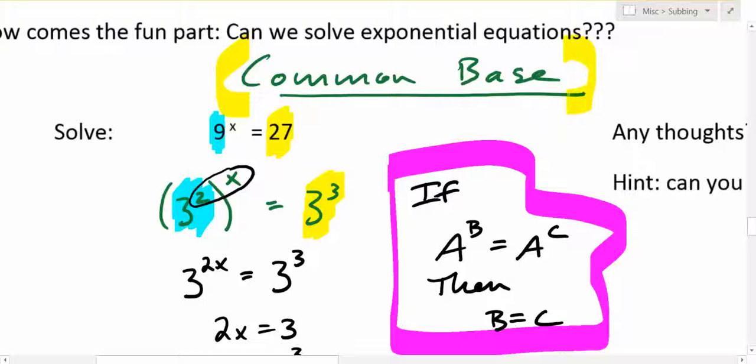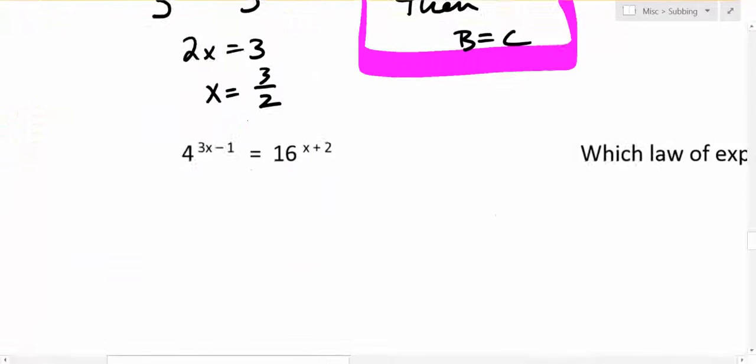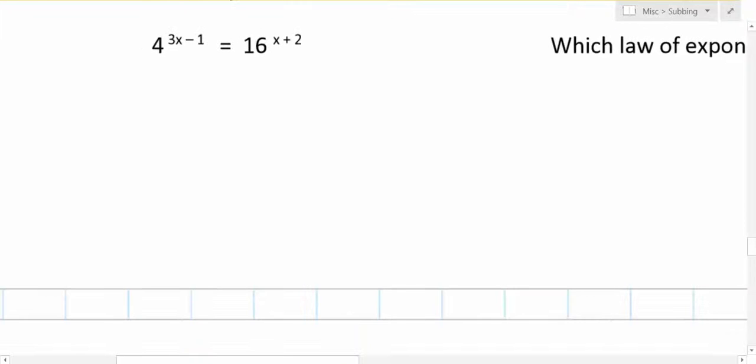Now, when you go on your quest to find the common base, what would you prefer, bigger numbers or smaller numbers? What's easier to deal with, generally speaking? So you want to go as small as you can get. Let's take a look at this one. 4 and 16, are they the same base? No. Is there something they both can be reduced to? What's another way to write 4? 2 squared. Okay, so we have 2 squared to the 3x minus 1 equals, what's 16?